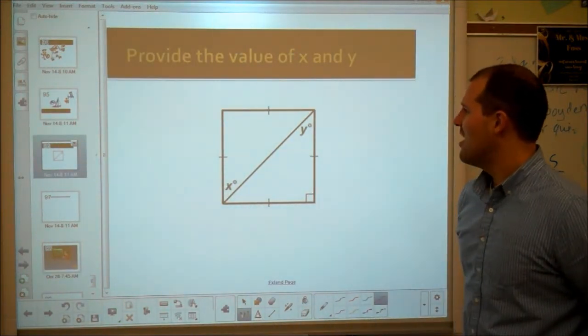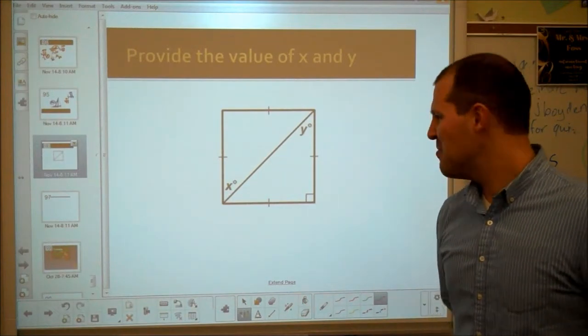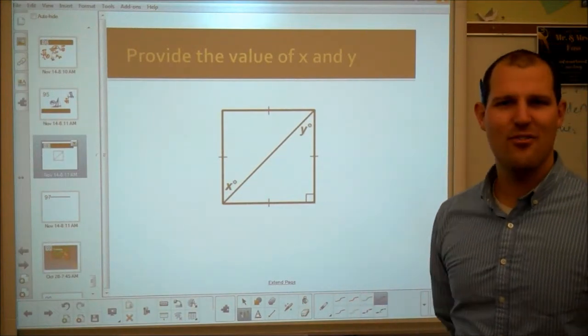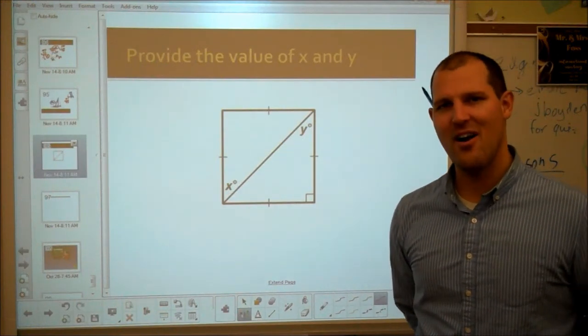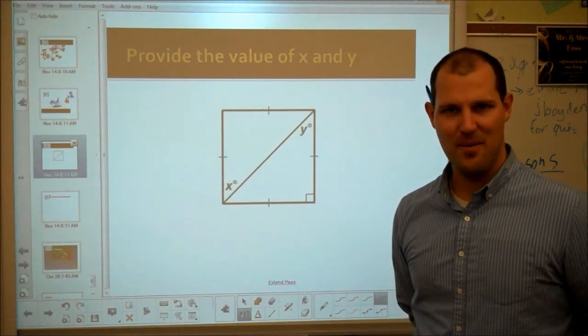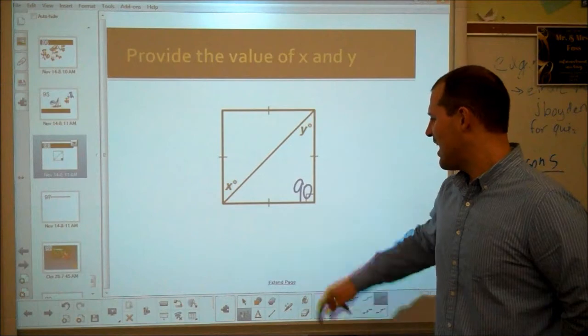Okay, and what about this one? Interesting. No numbers given. That can be a little bit intimidating. Take a minute and draw it. See if you can figure out any of the angle measures. You should be able to figure out at least one or two of them right now. Did you notice this little box down in the corner? They're telling us that's 90.